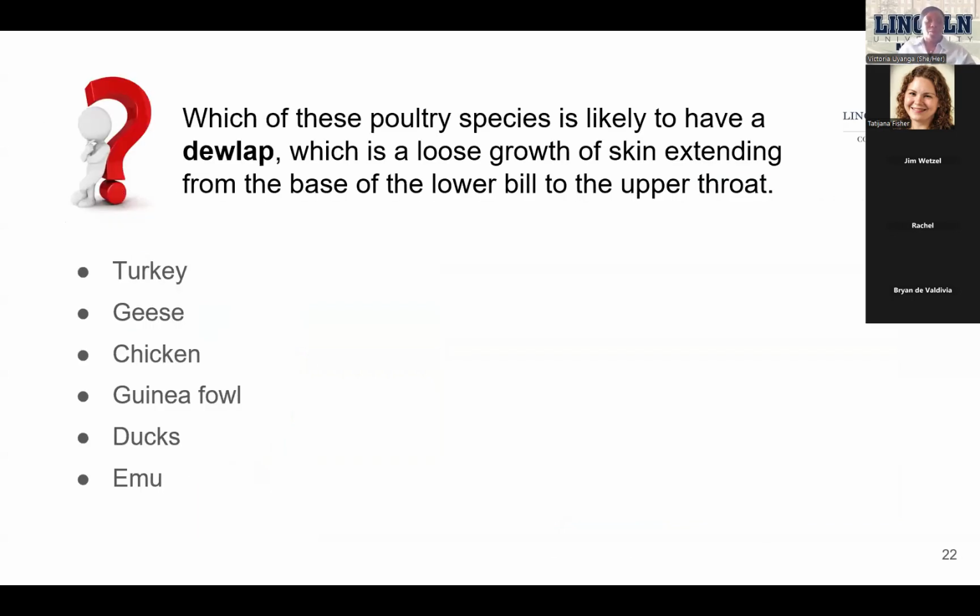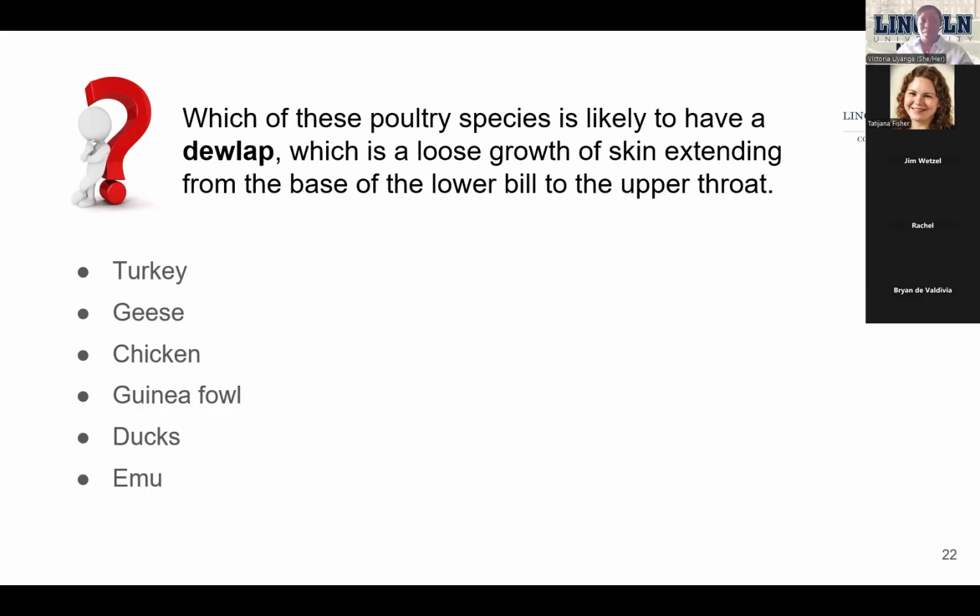So we just had some discussion through what is found on the upper body, what is found on the lower body, and then we looked at some distinguishing features of different poultry species. And to continue, we just have this short question that says, for the different poultry species we just looked at with those images, which of these is likely to have the dewlap? Remember, the dewlap is that loose growth of skin that is found at the base of the lower bill or the upper throat. So is it the turkey, the geese, your chicken, guinea fowl, ducks, or emu?